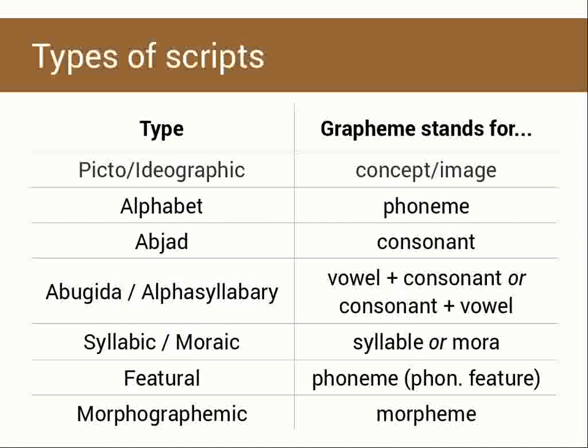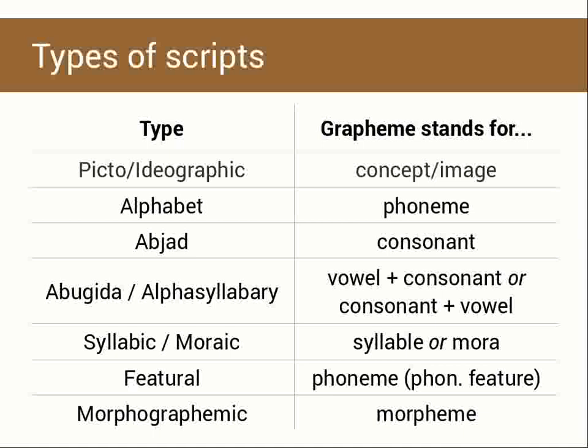And then we have different types of scripts. That's the difference not between how you map sounds or things to letters, but what you actually map to your graphemes. Pictographic and ideographic systems try to write down concepts or images. This is never considered a true writing system. It's important in the development of writing, but those are often considered not writing, not scripts. This is a way to record information, but it doesn't record language.